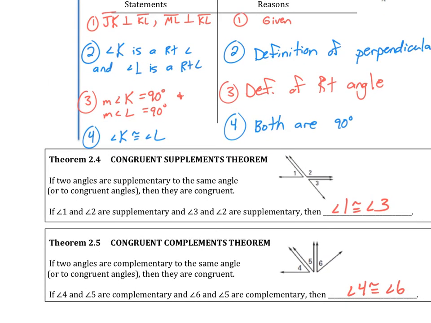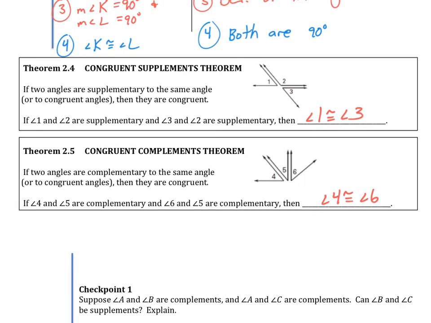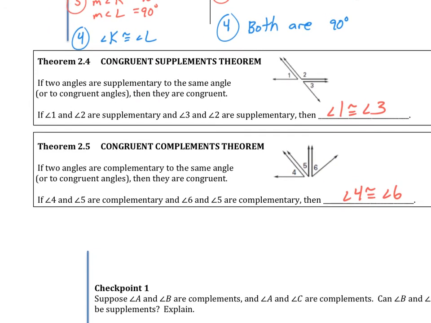Okay, as we scroll down, Theorem 2.4 and Theorem 2.5 talk about supplements and complements. So supplements, again, are two angles that add up to 180. So if two angles are supplementary to the same angle, then they are congruent. So for example, notice that angle 1 and angle 2 are supplementary, and angle 3 and angle 2 are supplementary. We can conclude that angle 1 is congruent to angle 3, because you see how they're both supplementary to angle 2.